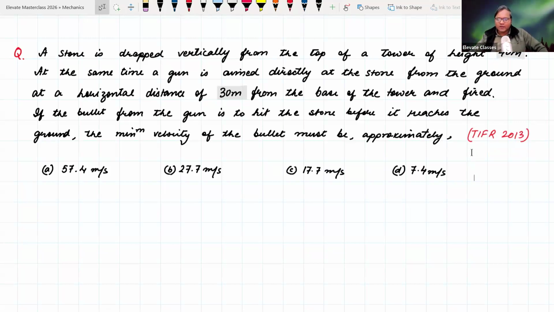Draw a proper diagram. Write down everything that is given in the question. Write down what is the unknown and how you can connect the dots to find what is unknown. Try. Last question of the day. Take 3 minutes. Try this question.